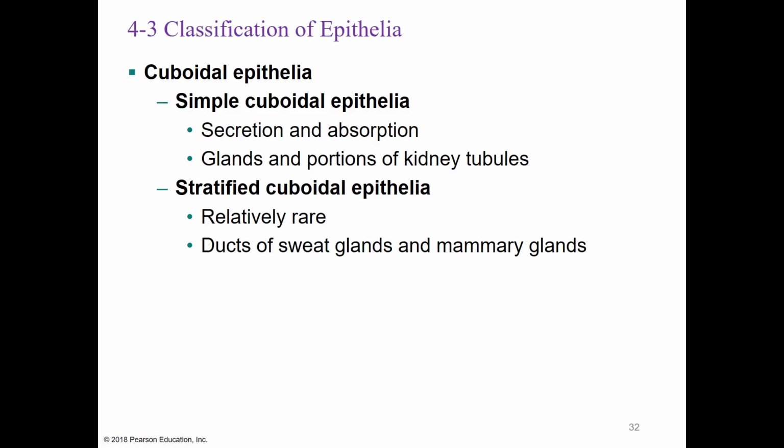Simple cuboidal epithelia is for secretion and absorption. Same rule as the simple squamous. We can find it in glands and portions of the kidney. Stratified cuboidal is more rare, but we do see it in the ducts of sweat glands and also mammary glands.